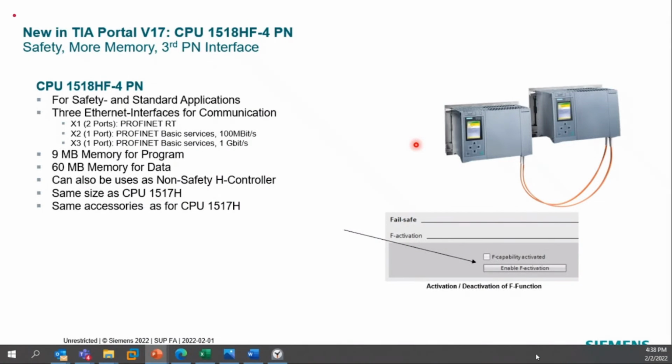And if you want to use the safety functions, then you have to activate this part. But in some cases nowadays, I want two communication ports separately, and the IO ring will be separate. Then in that case you can also use the 1518 HF CPU without using the safety part, maybe, and you don't enable the F part. You can use it as a normal redundant CPU, not the safety.